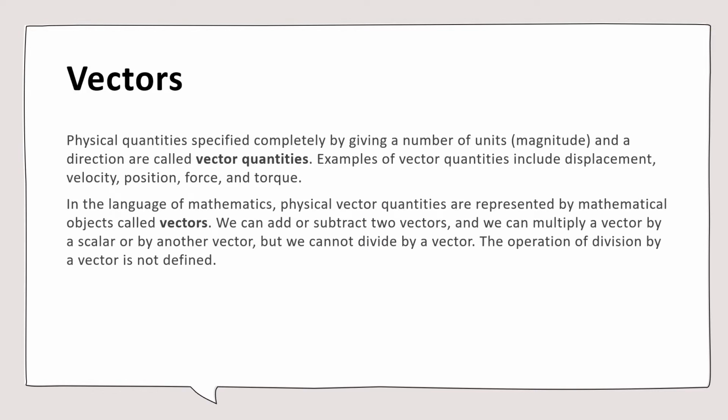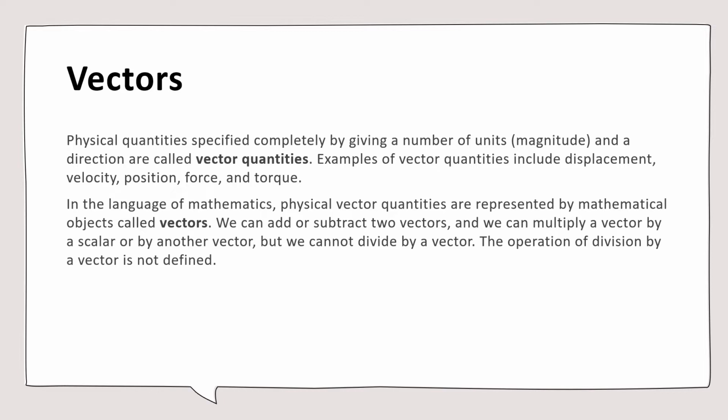Vectors. Physical quantities specified completely by giving a number of units, magnitude, and a direction are called vector quantities. Examples of vector quantities include displacement, velocity, position, force, and torque. In the language of mathematics, physical vector quantities are represented by mathematical objects called vectors.